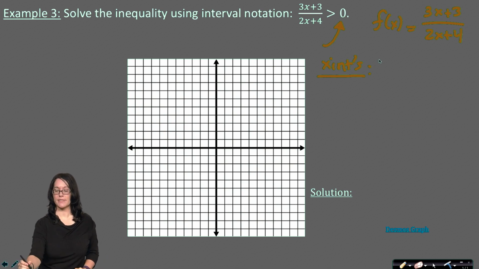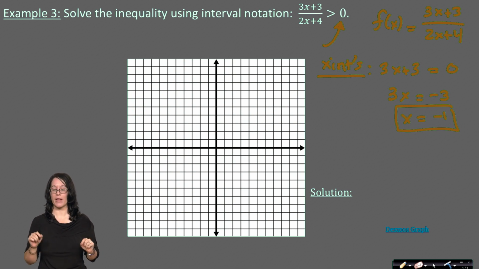Okay, so I would simply take my numerator, 3x plus 3, and say, when are you 0? Well, you're 0 if 3x equals negative 3, and that's going to happen only if x equals negative 1. So the only time, and this is really important to conceptualize, that your graph will ever touch the x-axis will be at the value negative 1.